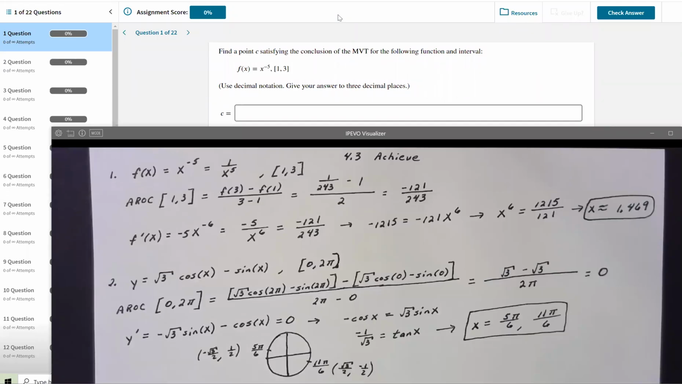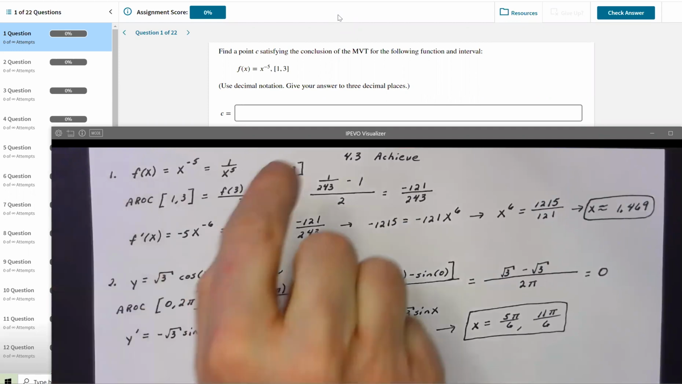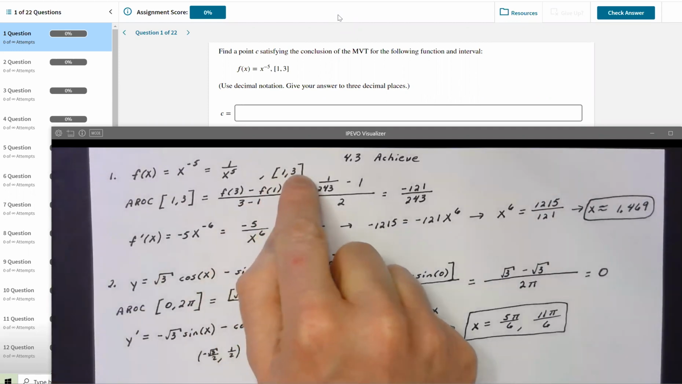Hi guys, let's talk about how to do all of the mean value theorem problems. That's questions 1 through 7 in Achieve section 4.3. Now, remember, the mean value theorem is stipulating that the derivative, or the instantaneous rate of change, has to equal the average rate of change for some x value that we call c that's in between where the average rate of change begins and ends.